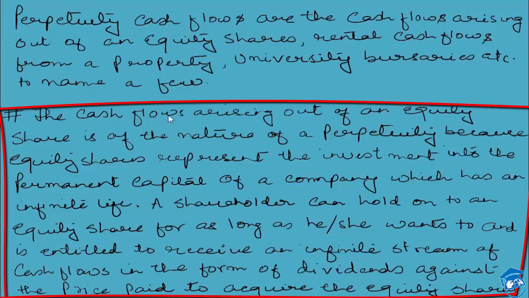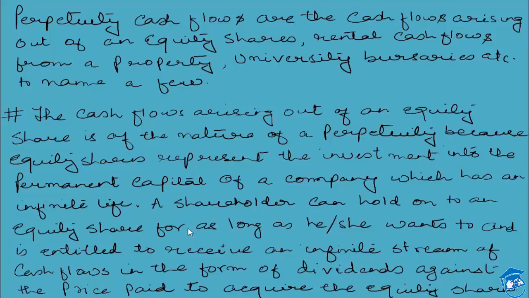So now let's see that the cash flows arising out of an equity share are of the nature of perpetuity, because equity shares represent the investment into the permanent capital of the company, which has infinite life. A shareholder can hold on to an equity share for as long as he wants and is entitled to receive an infinite stream of cash flows in the form of dividends against the price paid to acquire the equity share. So this is a very important point, students. So long as a shareholder is holding a particular equity share, he is entitled to receive an infinite stream of dividends, so long as the particular investor possesses that share.